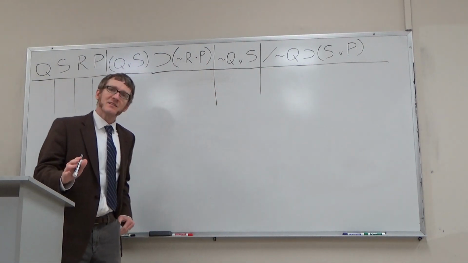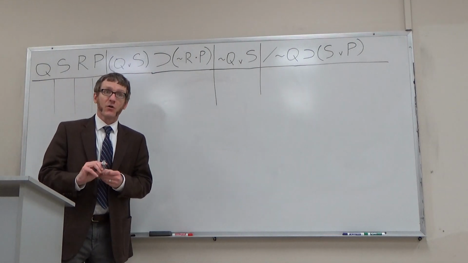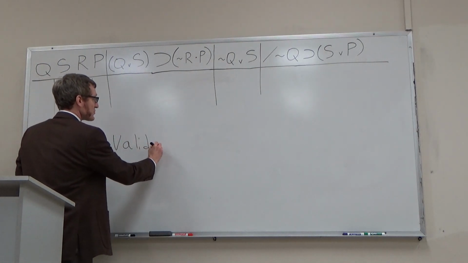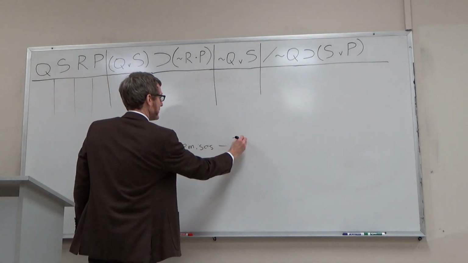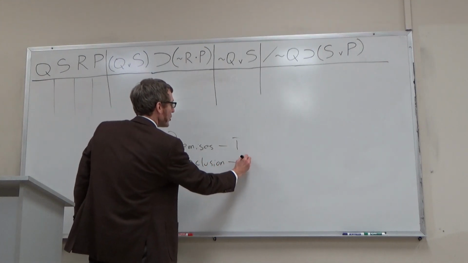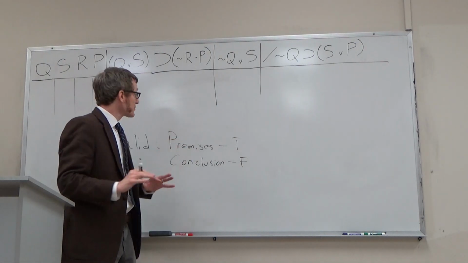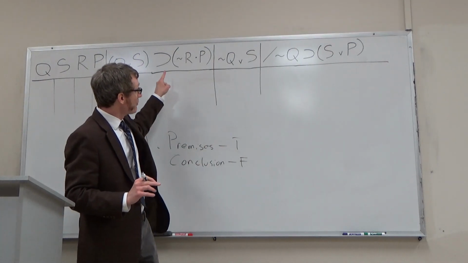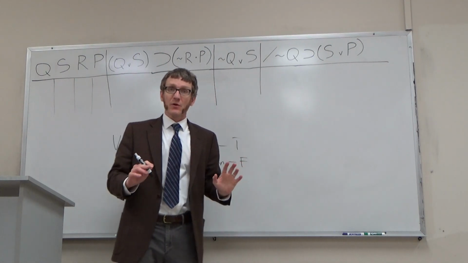Now, when you're testing for validity, remember, here is the criteria for when an argument is valid. If it's valid, then it's not possible for all the premises to be true and the conclusion false. So when you're using an indirect truth table, what you want to do is see if there is any possible truth values for which these premises will both turn out to be true and this conclusion will turn out to be false.